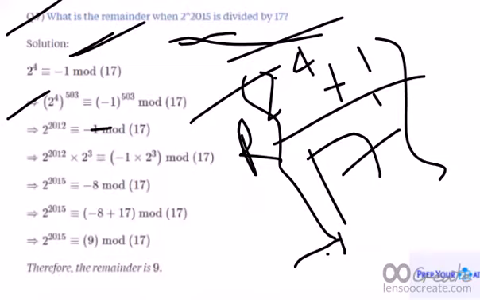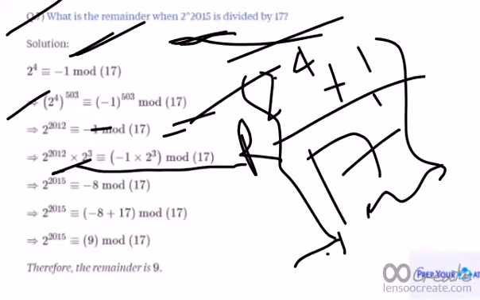Okay, now keep it as it is. Don't convert it to a positive number by adding 17. It will make it more difficult to simplify. Now 2 raised to 2012, we need 2015, but we have 2012. Now multiplying both sides by 2 raised to 3, we get minus 1 into 2 raised to 3 mod 17. That is minus 8 mod 17. Now we can convert it back to a positive remainder, that is 17 should be added to minus 8. We get 9. Therefore the remainder when 2 raised to 2015 is divided by 17 is 9.